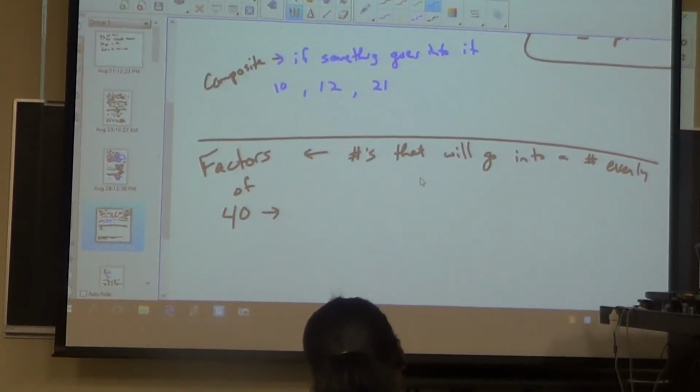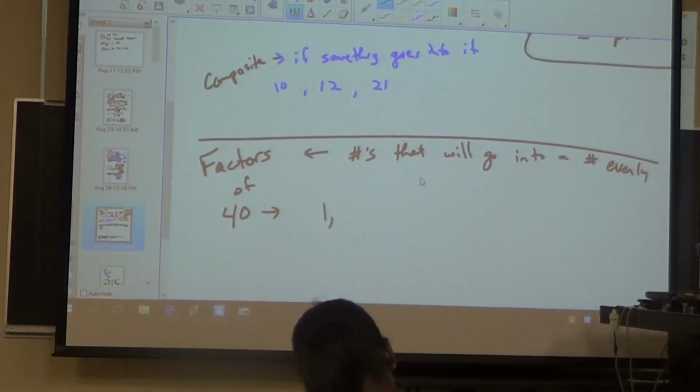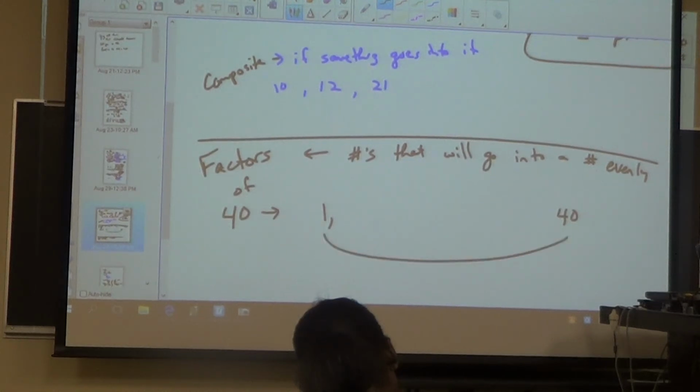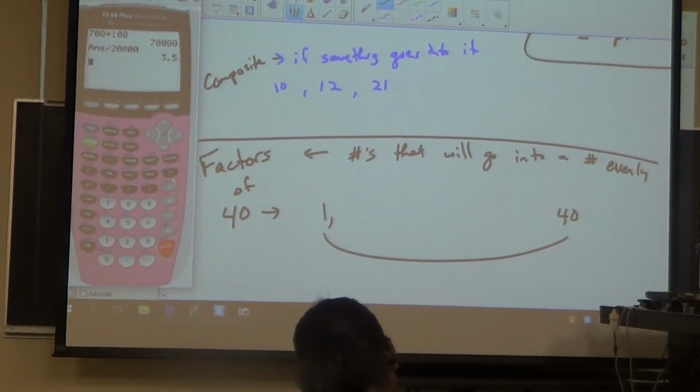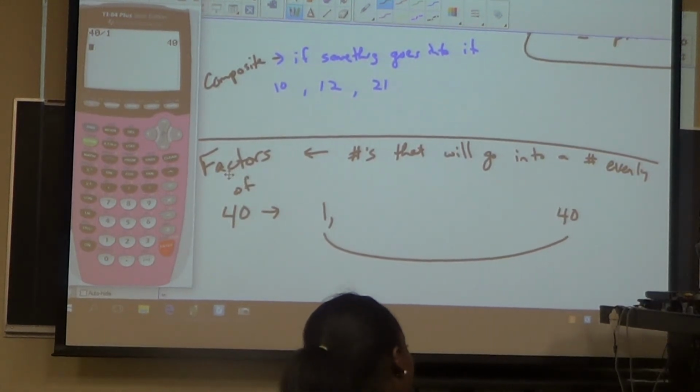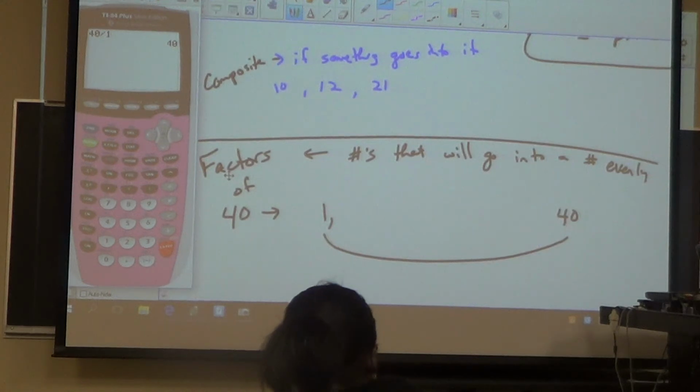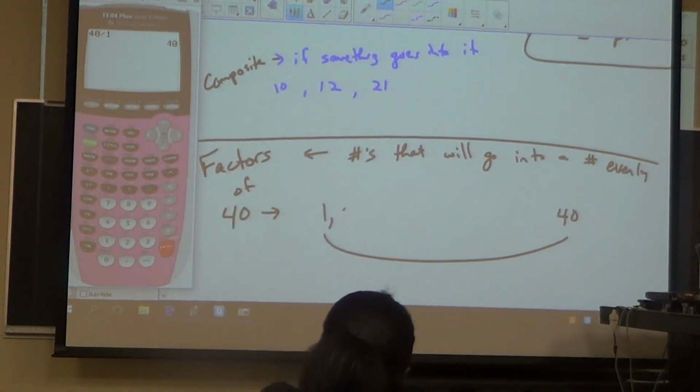So when we do factors, 1 goes into everything. How many times will 1 go into 40? 40. And if you're not sure, go to your calculator. We can do 40 divided by 1. Some of you are asking, can we do this in our calculator? Partly. Then we go to 2.